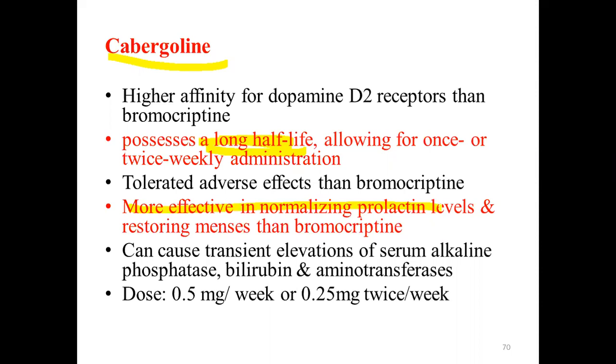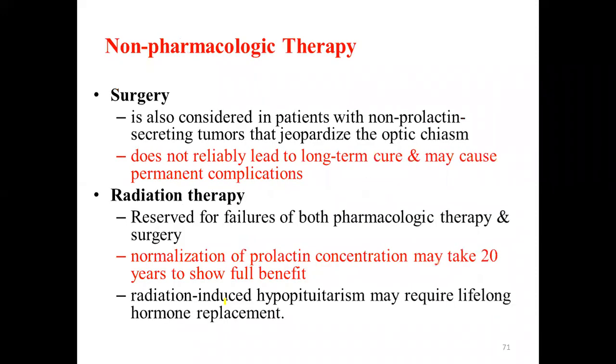The slight limitation with this class of drug is the probability of mild elevation in liver enzymes, so it can affect the liver. The dose is 0.5 milligram per week or 0.25 milligram twice weekly. This is all about the pharmacological treatment modalities.